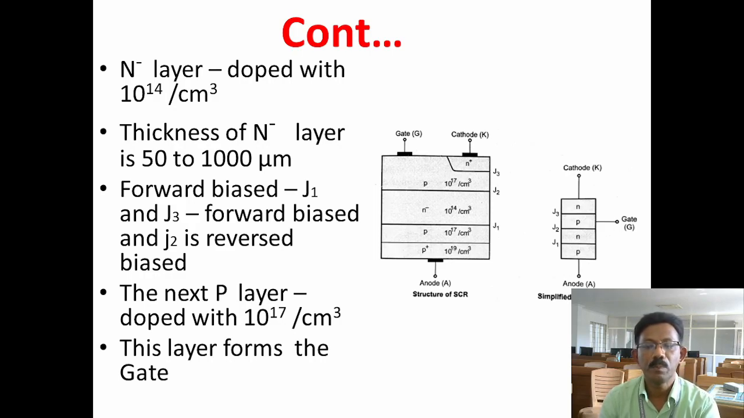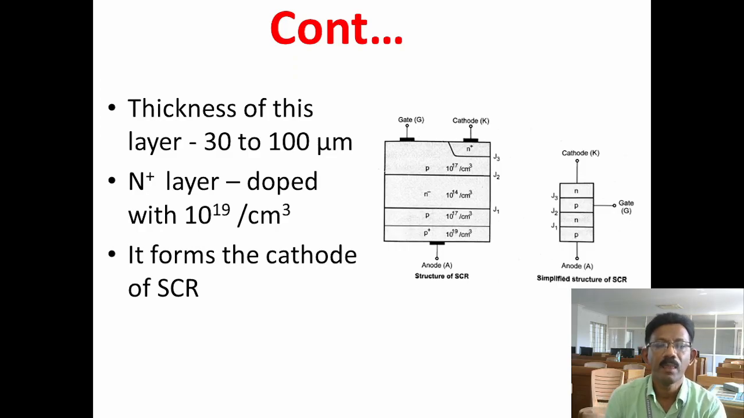The next P layer is doped with 10 power 17 per centimeter cube. This layer forms the gate. Then thickness of this P layer varies from 30 to 100 micrometer. Then the last one, N plus layer, is heavily doped with a concentration of 10 power 19 per centimeter cube. It forms the cathode of the SCR.